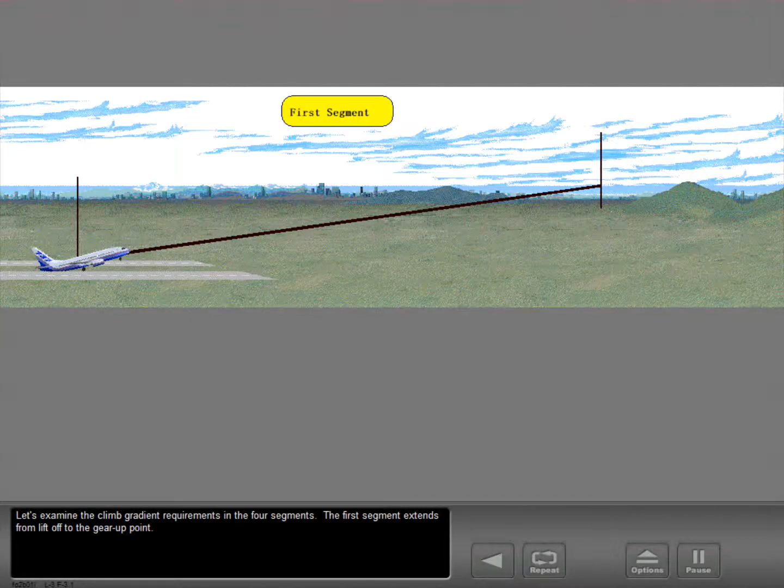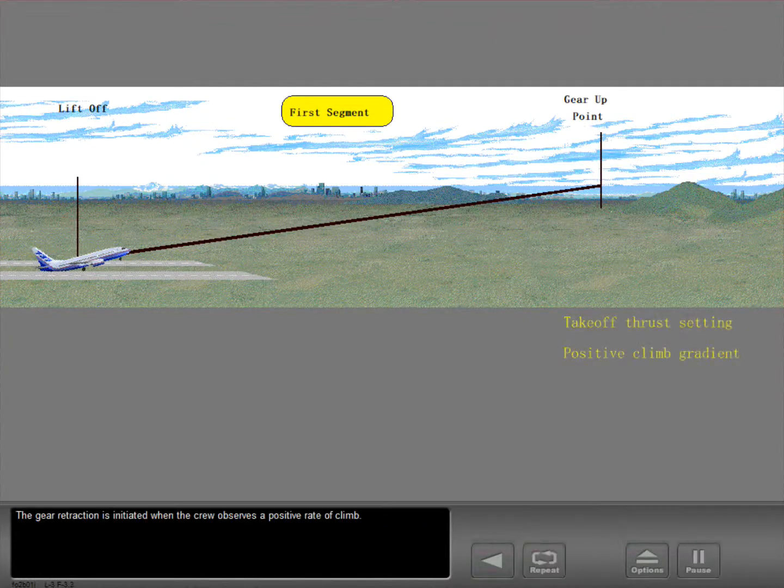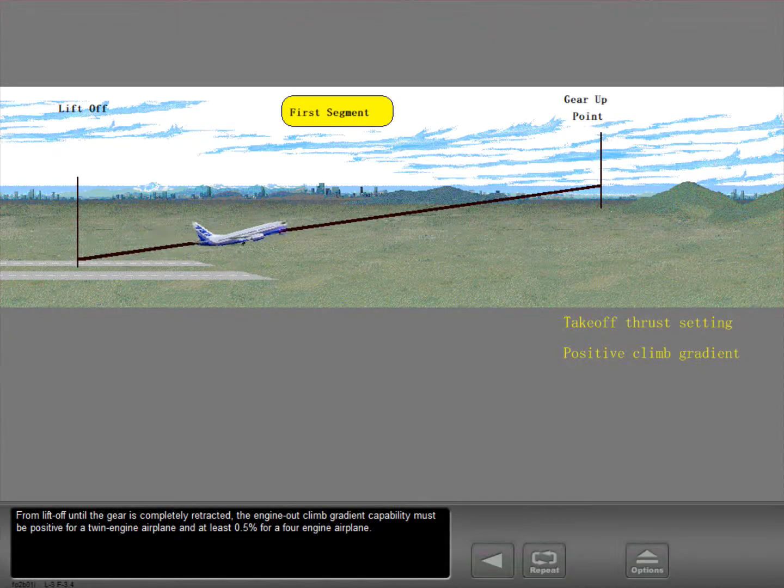Let's examine the climb gradient requirements in the 4 segments. The first segment extends from liftoff to the gear up point. During the first segment with a single engine failure, the thrust is maintained at the takeoff thrust setting. The gear retraction is initiated when the crew observes a positive rate of climb. From liftoff until the gear is completely retracted, the engine-out climb gradient capability must be positive for a twin-engine airplane and at least 0.5% for a 4-engine airplane.